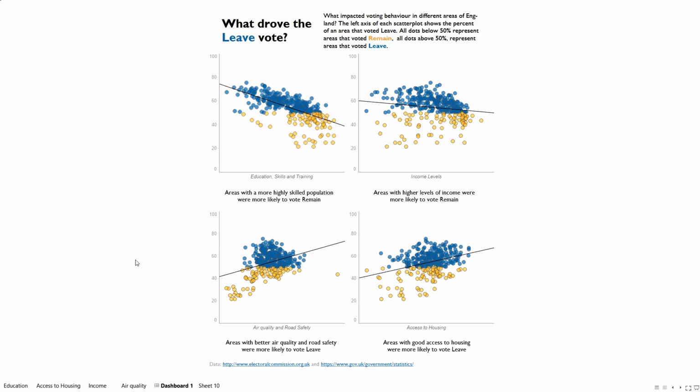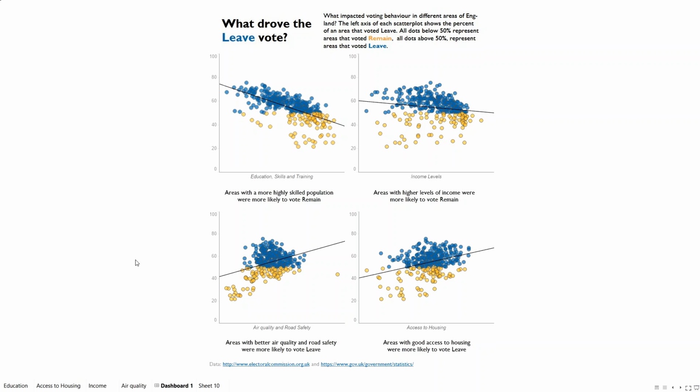The bottom two scatter plots show a different relationship. So they are the relationship with air quality and road safety and access to housing. Now, both of those tend to be higher in rural areas, so that can sort of be taken as a proxy for rural areas. And we can see that in both of these cases, if you have better access to housing and if you have better air quality and better road safety, people were more likely to vote leave.